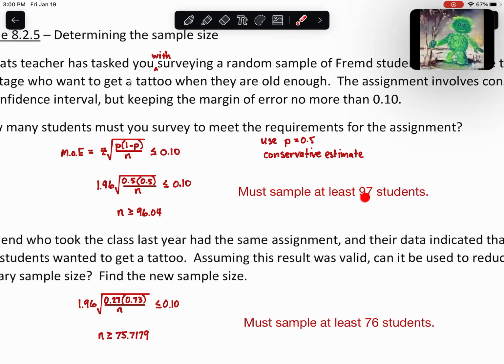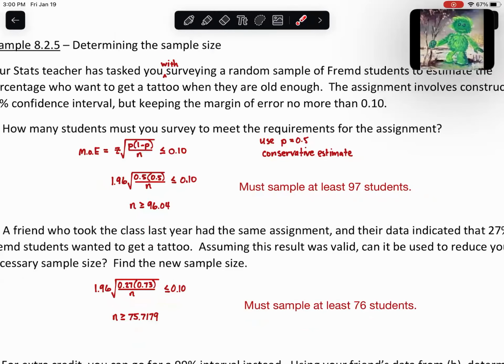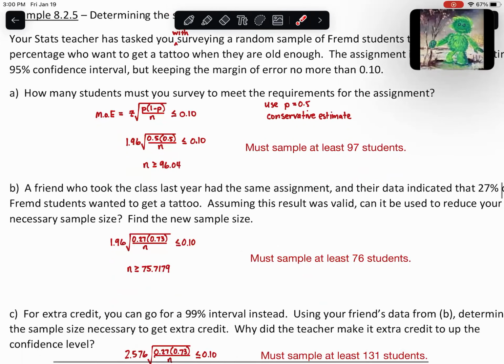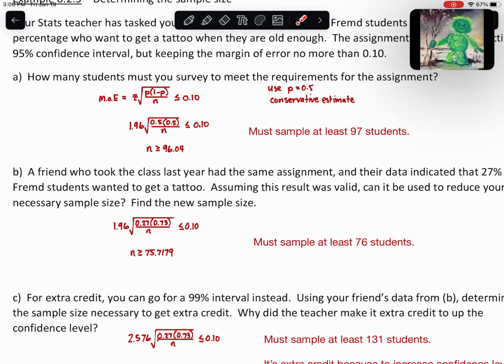Any number bigger than 97 only increases the precision of your interval. The higher that this number goes, the smaller and smaller your interval gets, which is better. Okay. We'll do a couple more of these.